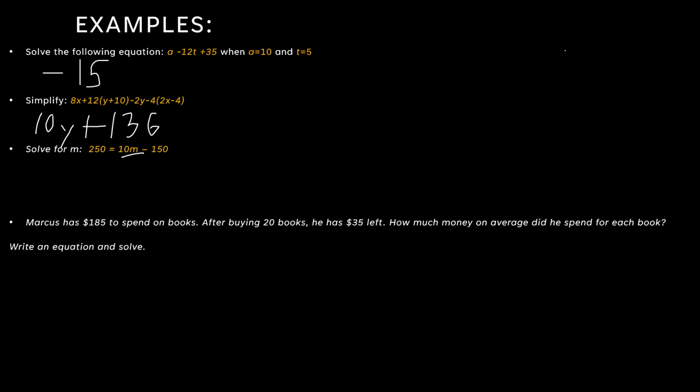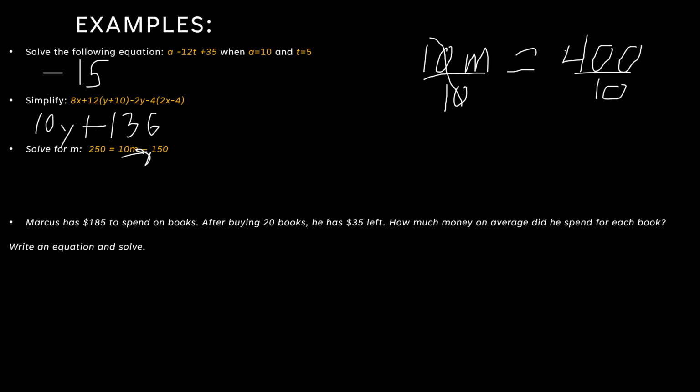So to start with, again, let's focus on the 150. So we know that we're going to add it to both sides to cancel it out, so we're going to wind up with 10m is equal to 150 plus 250, which is 400. So then we have 10 times m, which we're going to divide by 10 to cancel it out. And then 400 divided by 10 is equal to 40. So our answer then is going to be m equals 40.